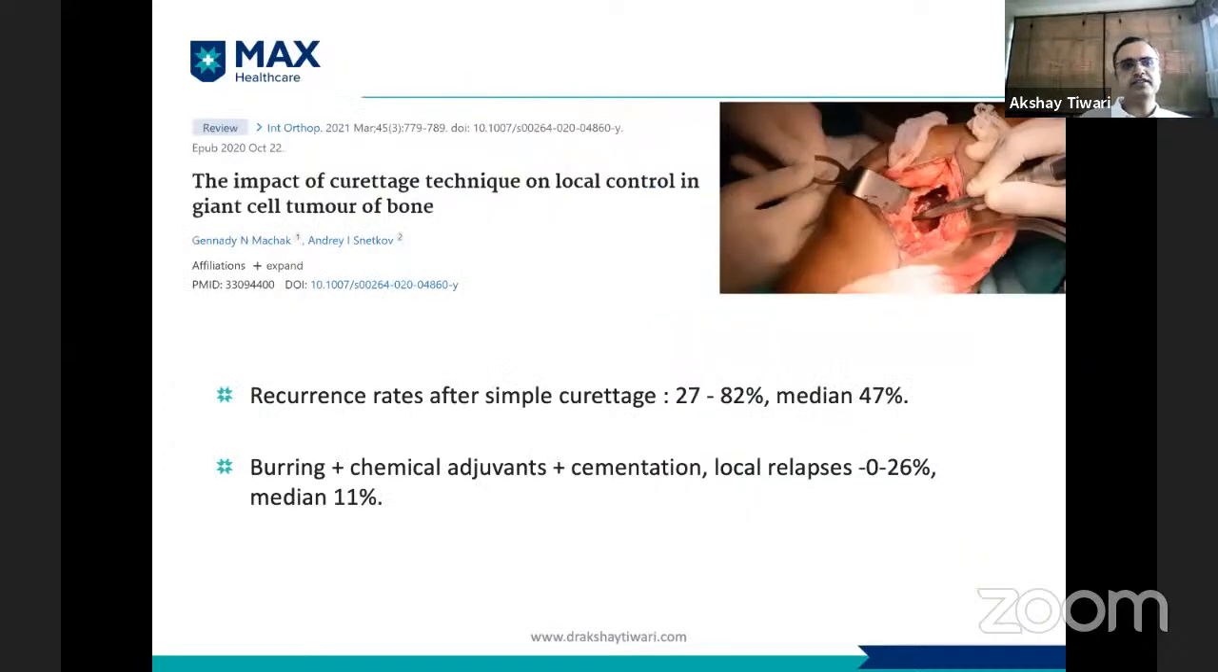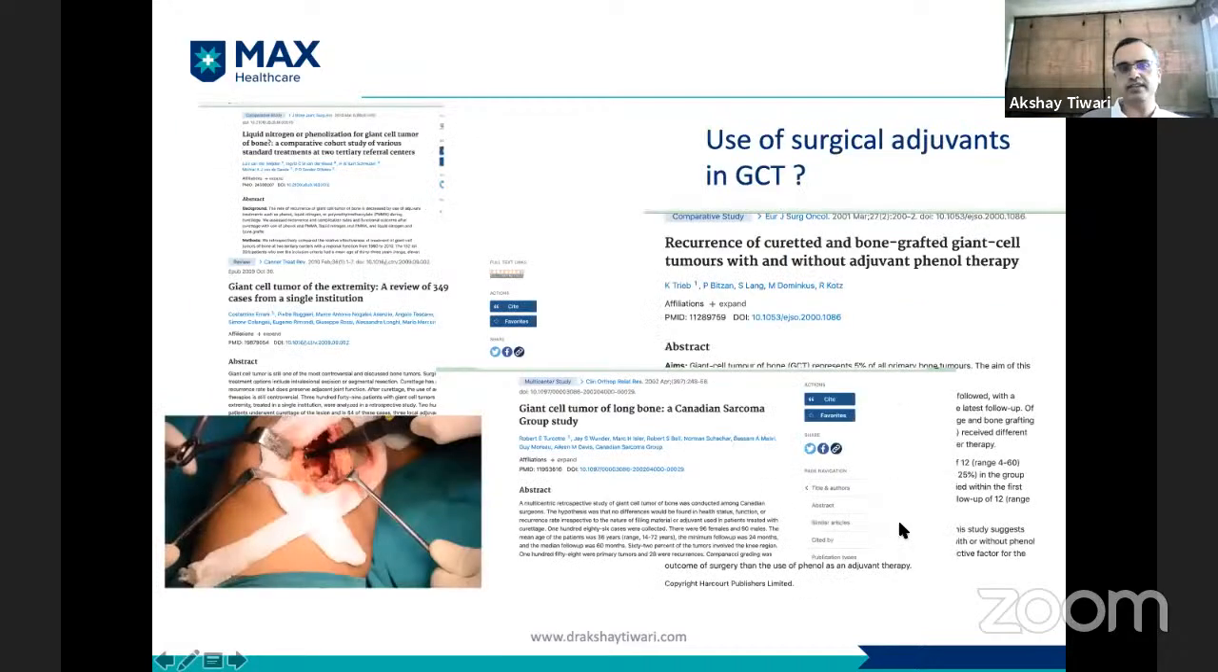And that brings us to another very important aspect that is being repeatedly discussed in the last decade or so, and that is the technique of curettage. And everyone now agrees that an extended curettage with burring is an absolute must, and a simple curettage without burring is going to face a much higher risk of local recurrence. So that burring is absolutely essential.